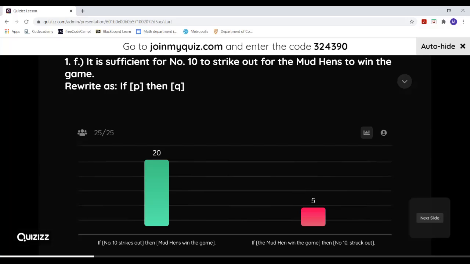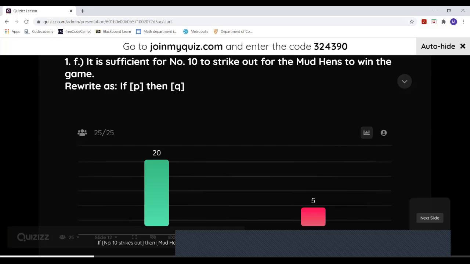All right, it is sufficient for number 10 to strike out for the Mud Hens to win the game. So it is kind of straightforward like it sounds. The other one, you kind of have to flip what it does. This one is like, it is sufficient. This is P, this is Q. So if number 10 strikes out, then the Mud Hens are going to win the game.